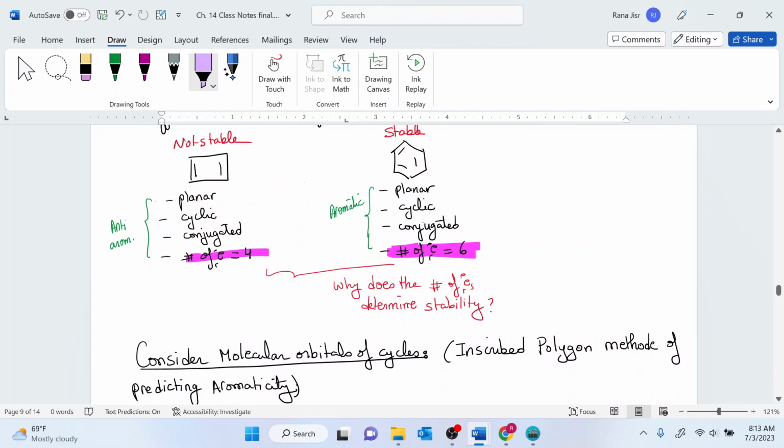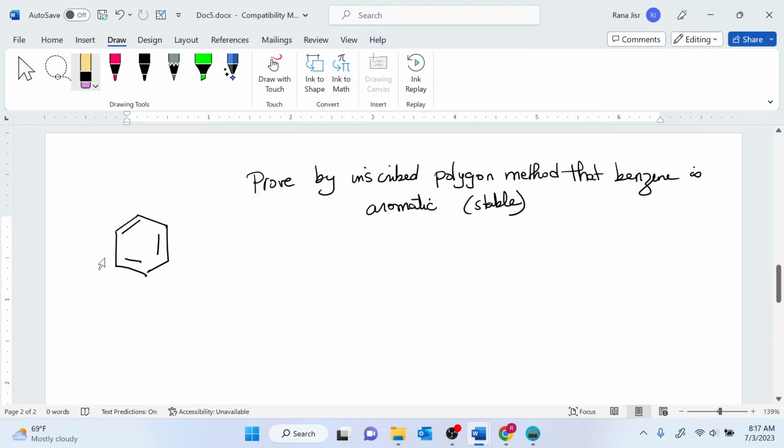Now, in order to explain why we need the number of electrons and why the number of electrons is important to determine the stability of the structure, we have to consider the molecular orbitals of the cycle. Let's have this example over here. Say you have benzene and you're asked to prove by the inscribed polygon method that benzene is aromatic. I know that benzene is planar and cyclic, but I want to prove, using its number of electrons and the molecular orbitals of benzene, that benzene is aromatic.